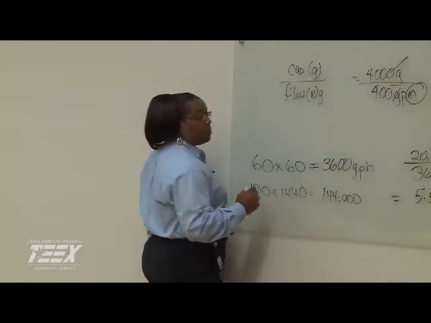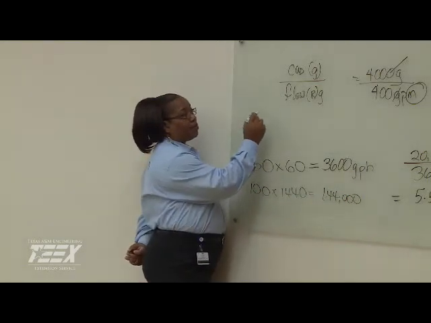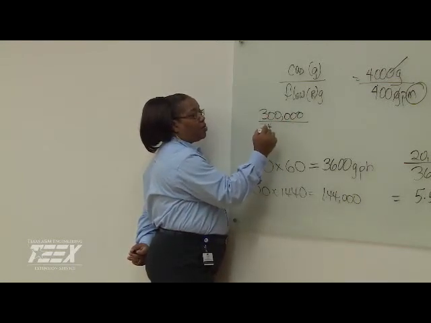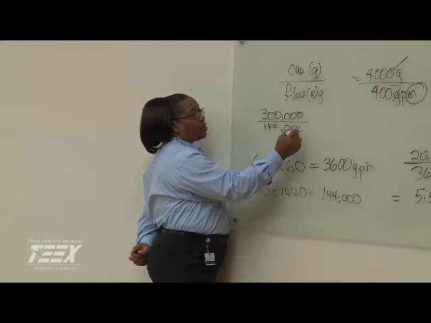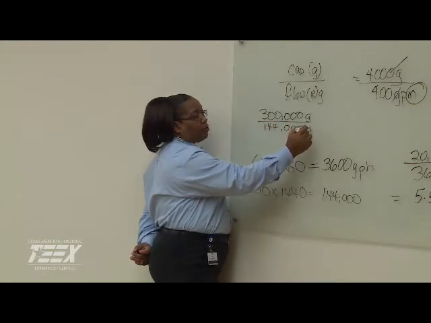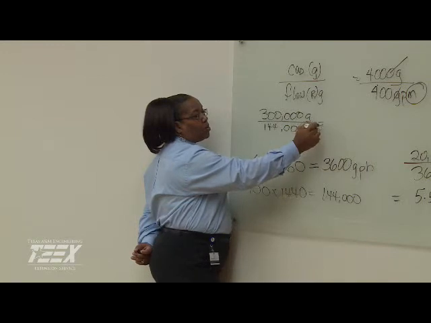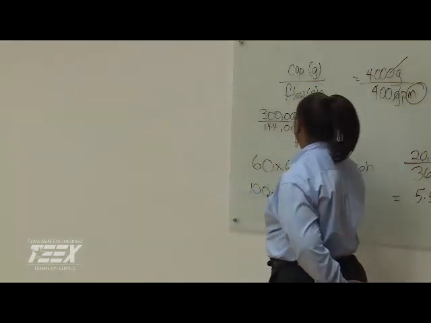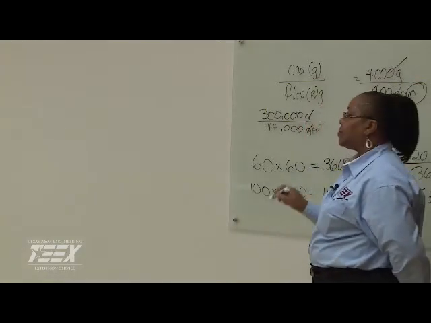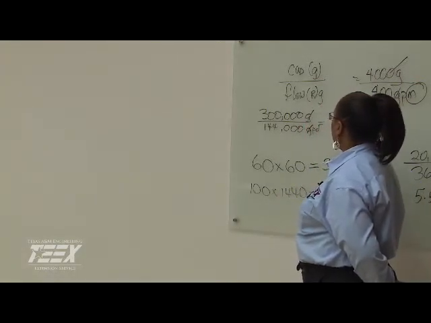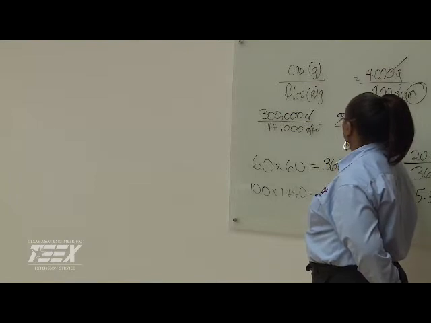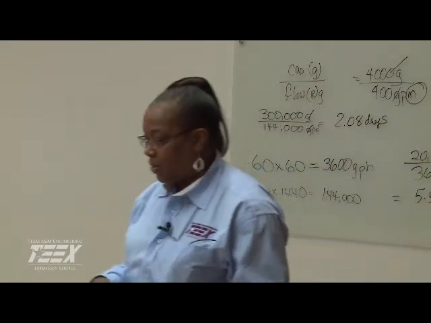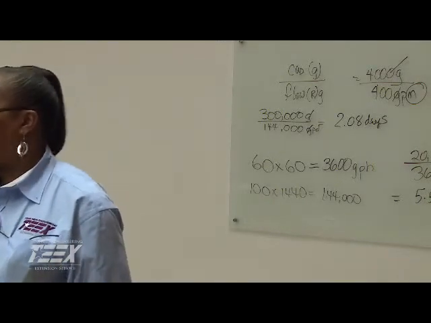So what's my capacity of the tank? We have 300,000 divided by 144,000 gallons per day, which leaves how many days? 2.08 days. Confirmation? Excellent. So detention time is easy, huh?